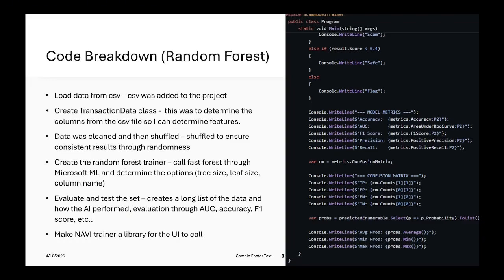We had to create a transaction data class, which is pretty much the set feature list, and then the data was not cleaned. I'll go over that later. The data was shuffled to ensure consistent results through randomness. I called the Microsoft ML library forest trainer and then determined its options through tree size, leaf size, and column name, and then I evaluate and test the set through area under the curve, F1 score, accuracy, and more. And then I'll make Navi a library for the UI to call, and I'll go over that now.